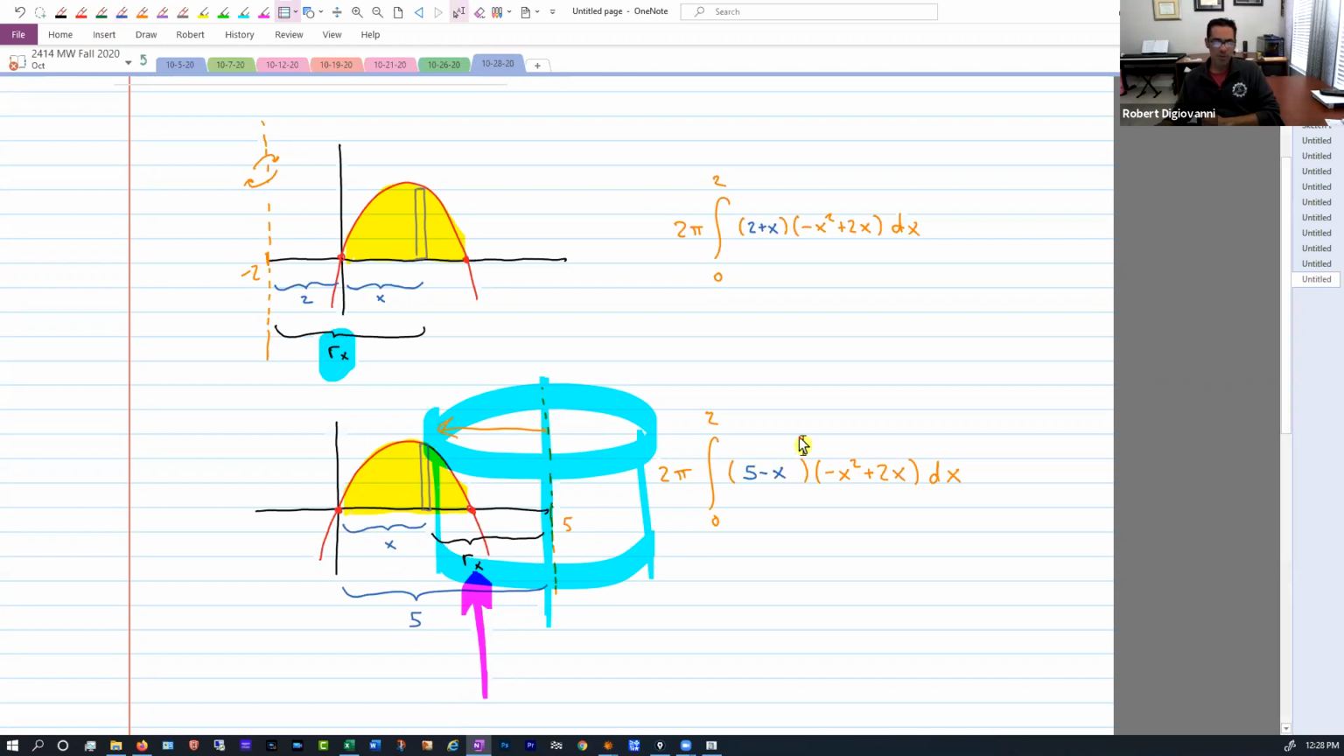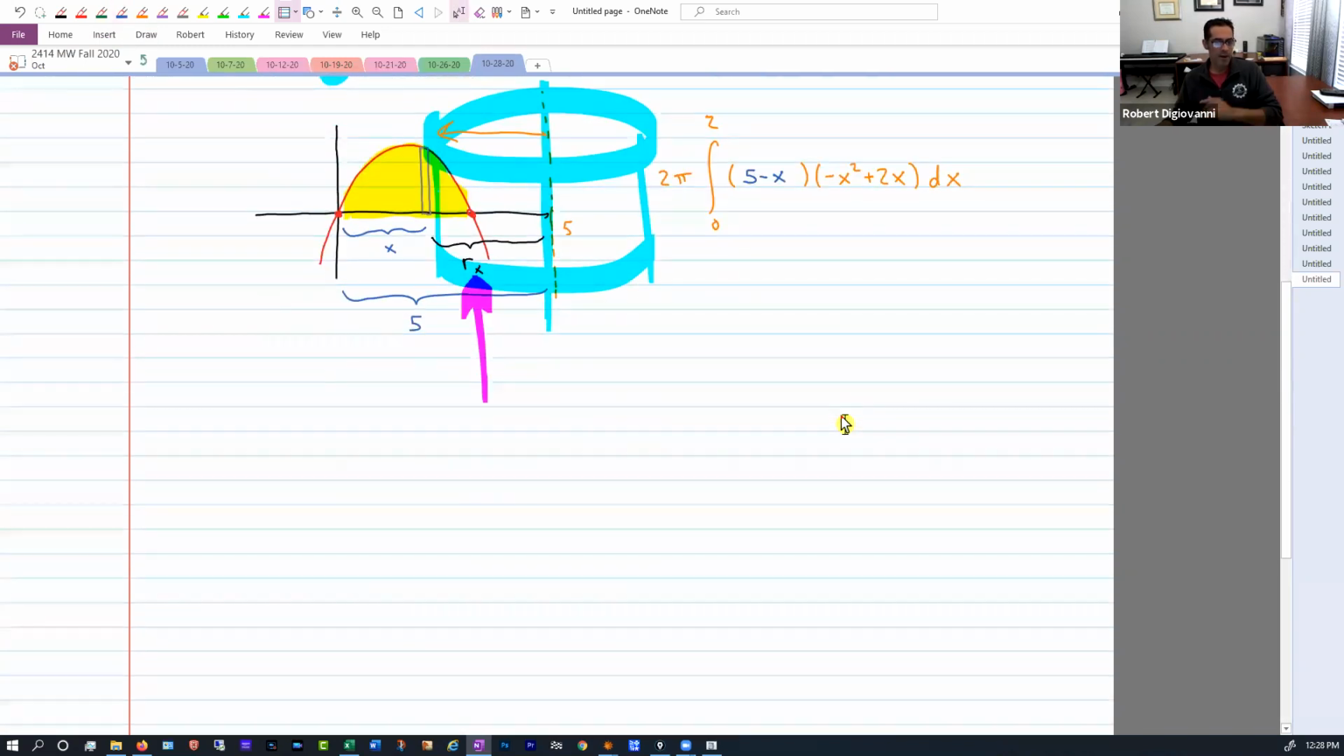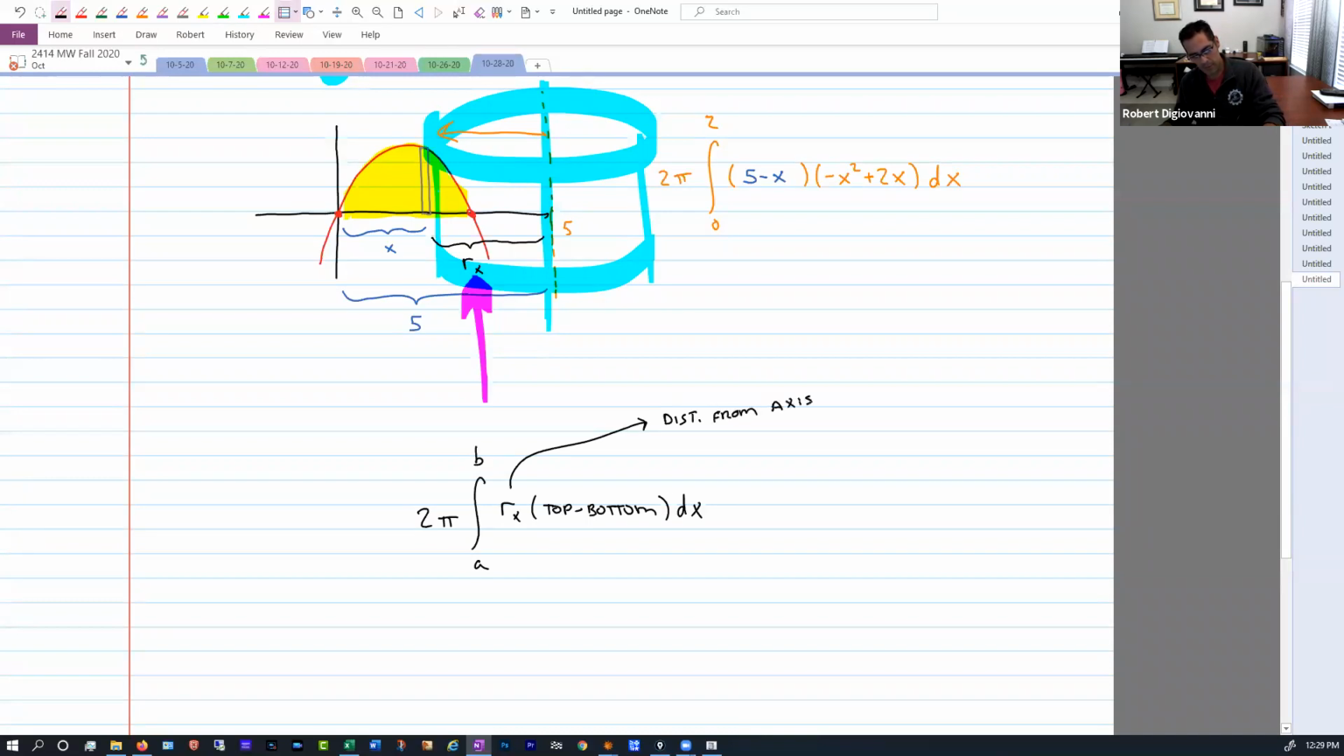So if I were to redo that formula, the one that I put a box around and put question marks on, I would write it this way: 2 pi integral a to b r sub x, top minus bottom, dx, where r sub x is the distance from the axis of rotation to the rectangle.